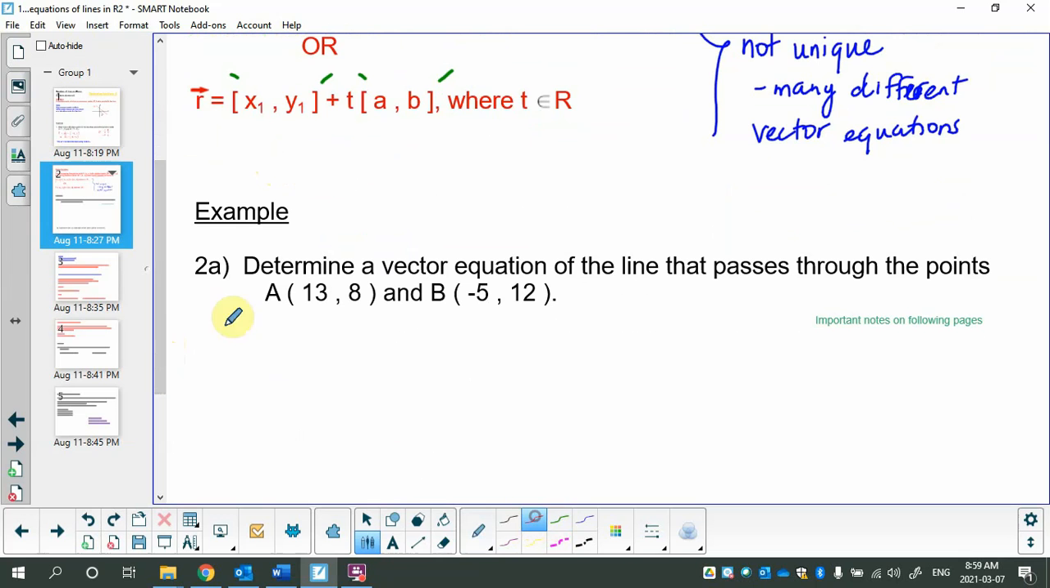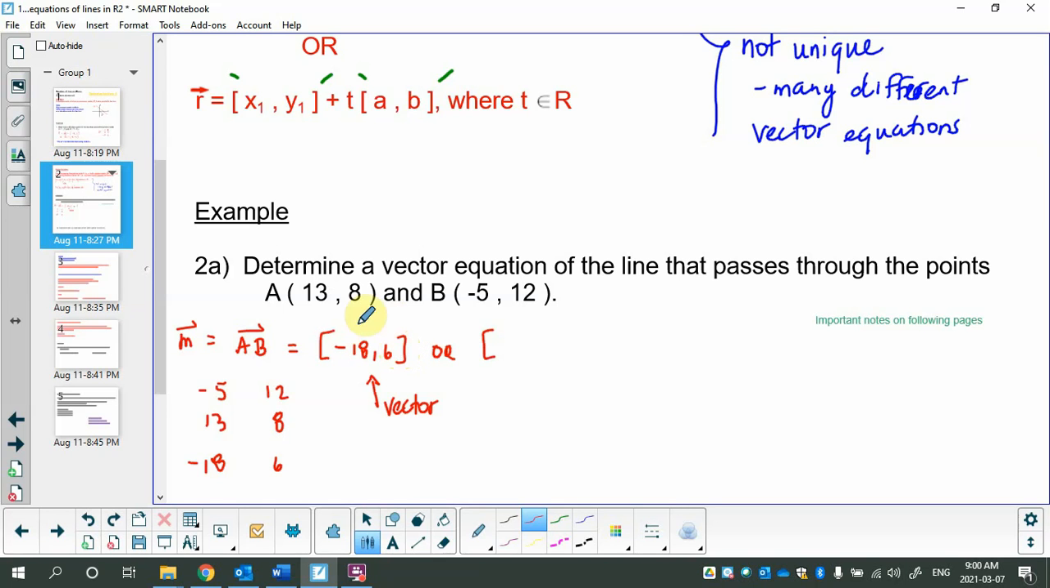So the first thing I'm going to do is find my vector m, and I'm going to choose to find vector AB. So I'm going to do my scribble work here. B comes first, because that's where we end up, then A, and then I'm going to subtract. So this is negative 18, and this is 4. Now you could use negative 18 comma 4, but because this is a vector, we could use a scalar multiple, meaning that I could reduce this because it's still going to tell me the same direction. So I could divide by 2 and use lower numbers. It's up to you.